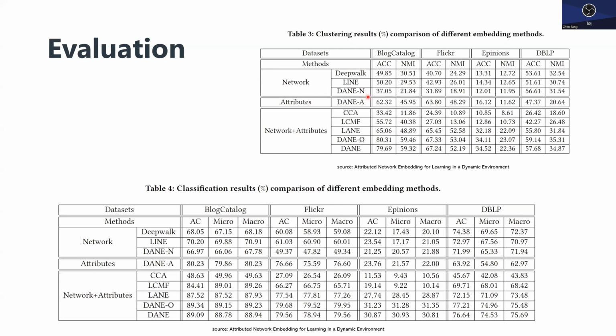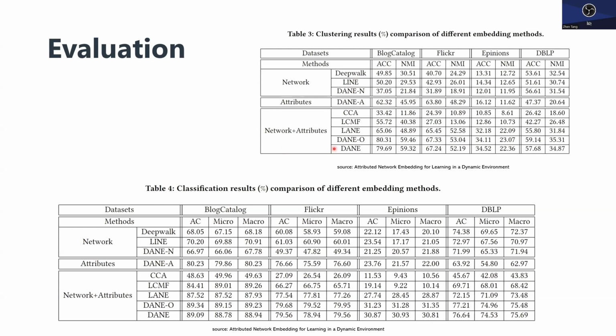DANE/N does not perform well if we do not consider the attributes information, and it gets a worse performance than deep work and line on both tasks. Therefore, if you got a plain network that does not contain the attributes information, I recommend you not to use DANE model. However, for the attributed network, in this graph, it's network plus attributes here.